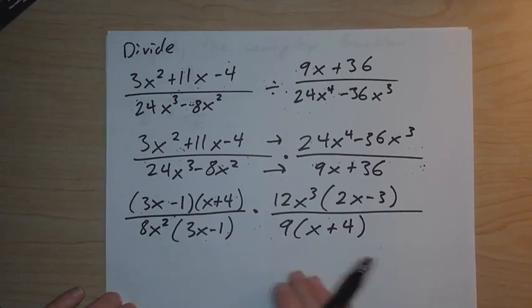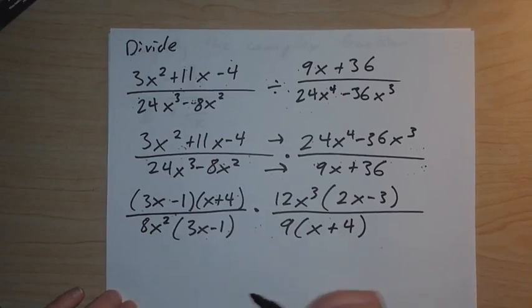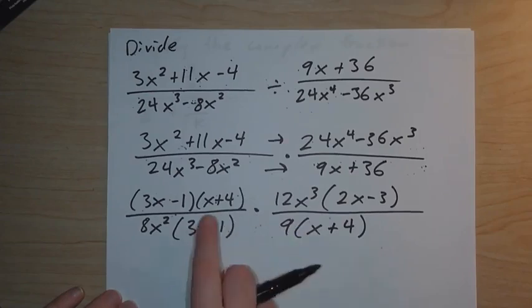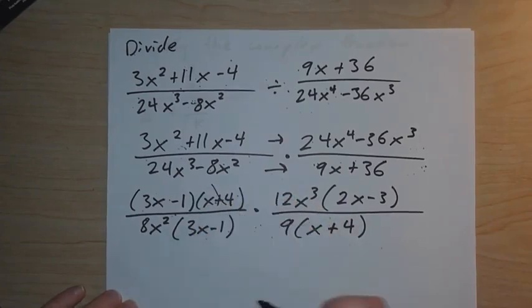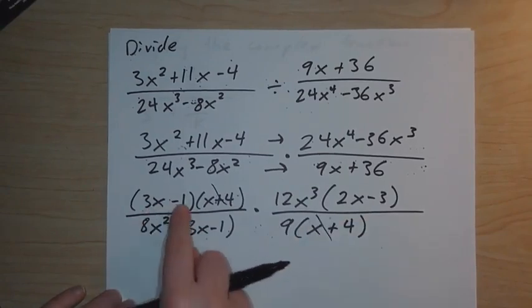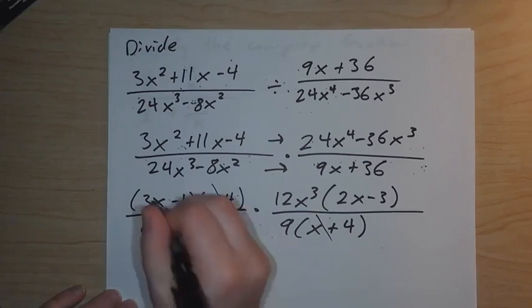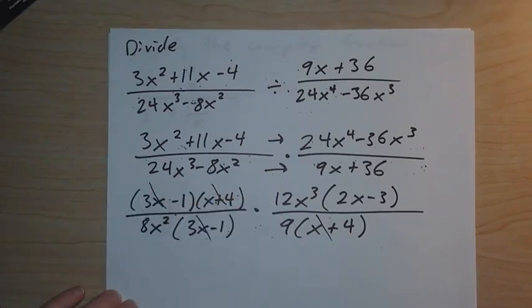And then we can look at the factors and we can simplify. So it's top on bottom. We see that x plus 4 is here on the top and it's also on the bottom here. So I'm going to slash because they cancel out. 3x minus 1, 3x minus 1 are also on the bottom here, so I can slash. And it looks like very little else cancels.